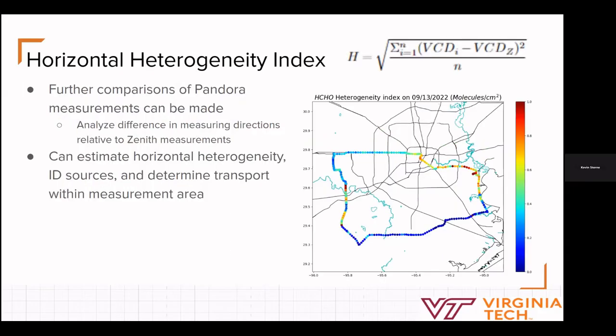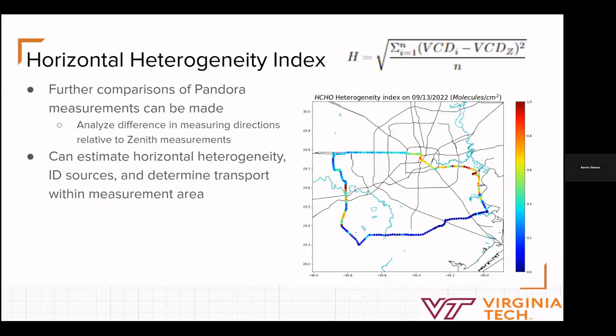And so now that we have a decent understanding of how the vertical distributions of these two trace gases behave, we can now incorporate this with a description of how horizontally distributed these trace gases are. This is measured through the horizontal heterogeneity index, which represents the difference between various MAX-DOAS viewing angles with the vertical column density measurements made from the zenith measurements directly overhead.